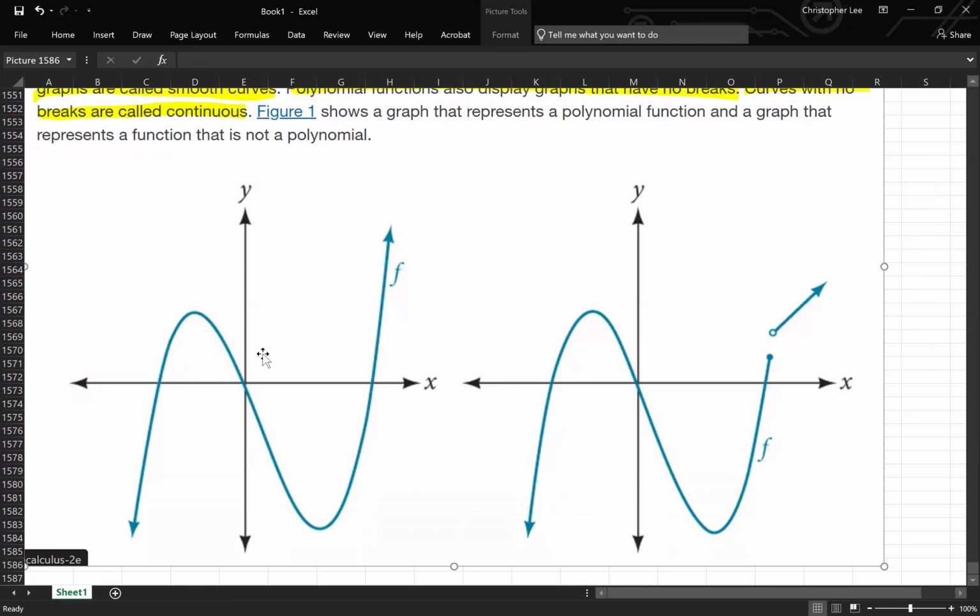You see how we have this smooth curve right here. We could draw this with our pen in one stroke. That's all we need to make that. But you see this other graph over here? We have to draw this, then lift up our pen, put it back down on the paper, and continue the drawing. That's not a polynomial. That's some piecewise thing.